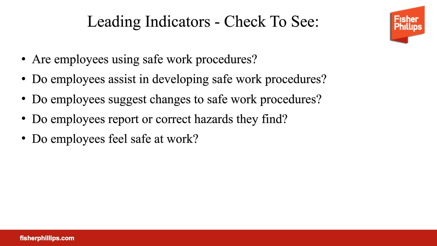Here are the leading indicators, and once again, these are things that build up engagement. Are employees using safe work procedures? Do employees assist and develop the safe work procedures? Do they suggest changes to the procedures? One of the easiest things, if you have a big lockout tagout program and you have a lot of lockout tagout procedures because you have lots of different pieces of equipment, get them involved. Get those employees that are in those areas or operate that equipment to review the procedure every year. Because then you meet the requirements of the periodic inspection requirement of lockout tagout.